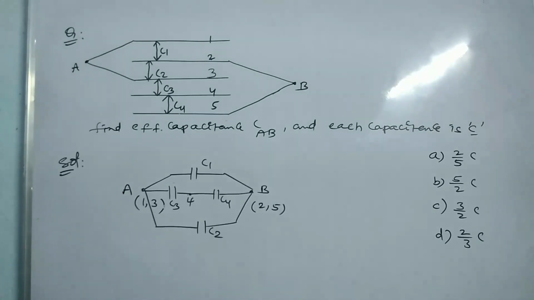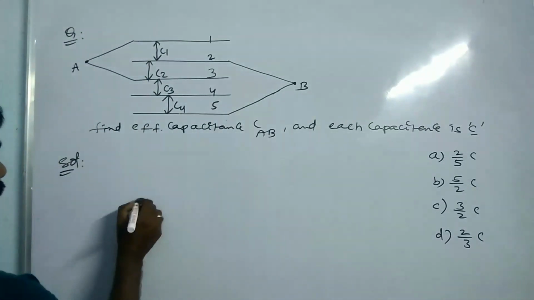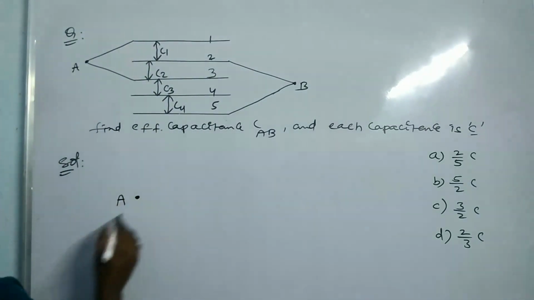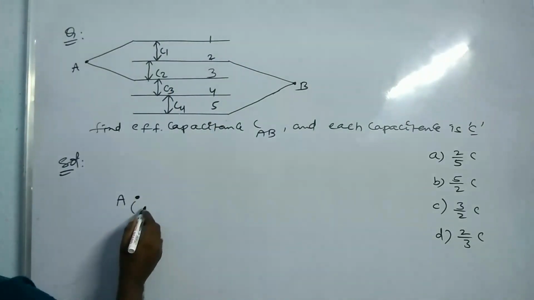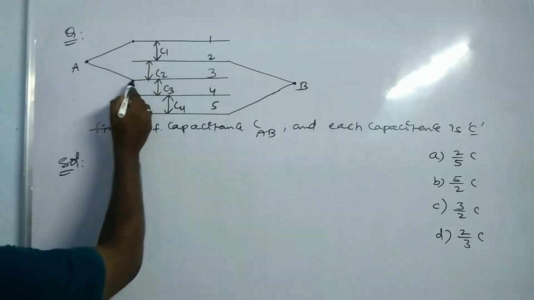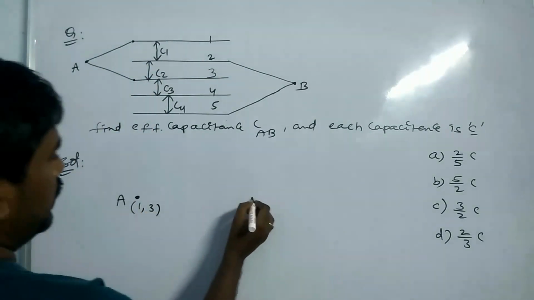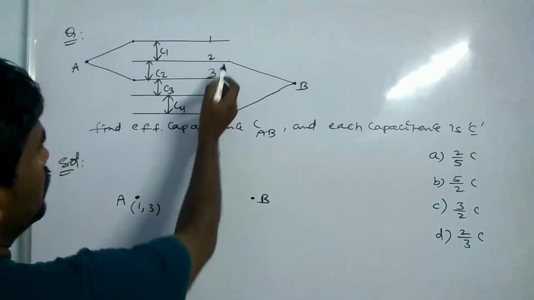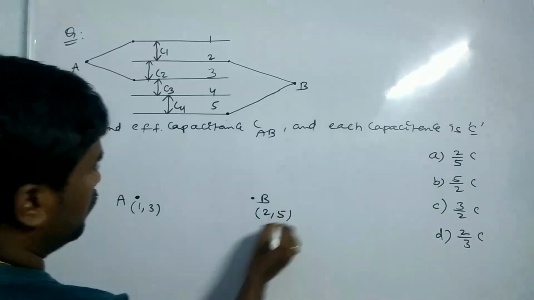Let us see one more time. At first you draw point A. Which plates are connected? The first plate and the third plate, connected to each other. Coming to point B, which plates are connected? The second plate and the fifth plate.